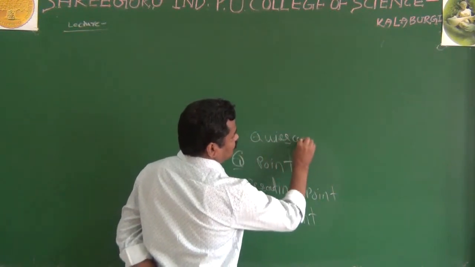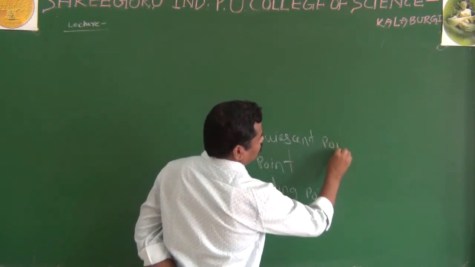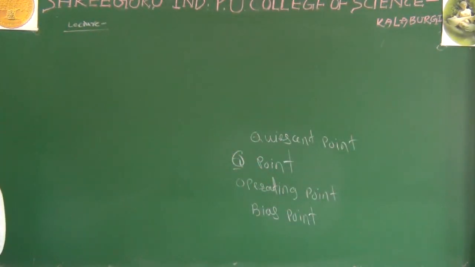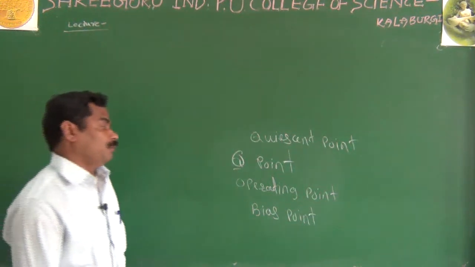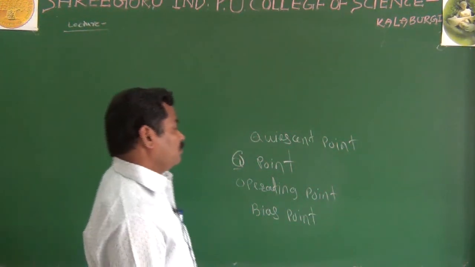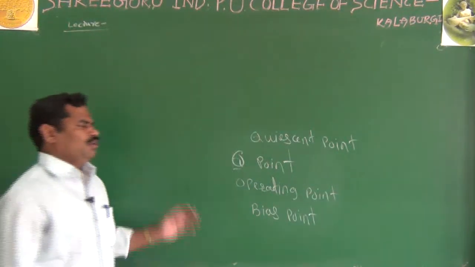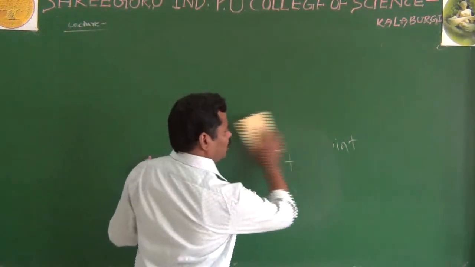Quiescent point. These are the different names of your Q point. The Q is nothing but quiescent point, operating point, bias point. These are the different names of your Q point. Now we look for what is the Q point.